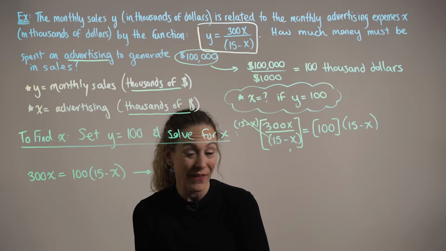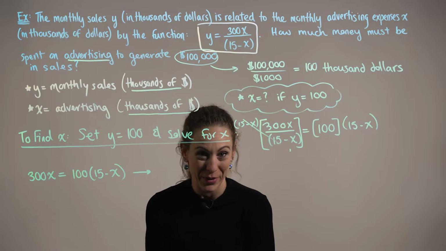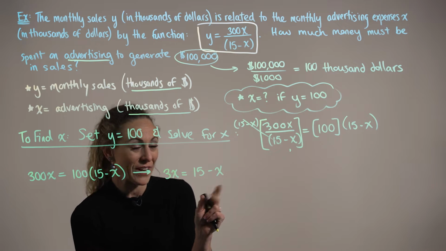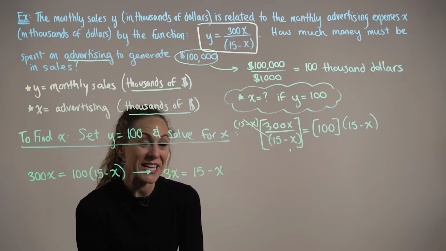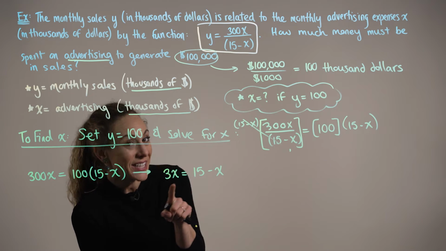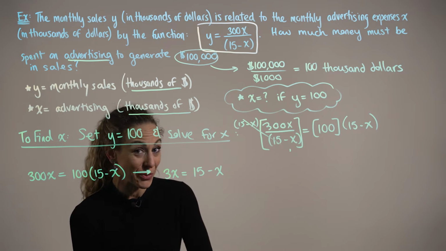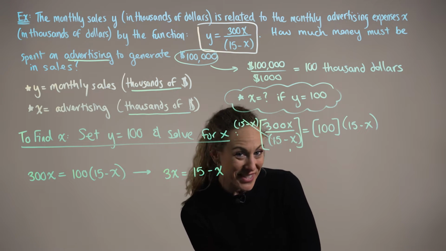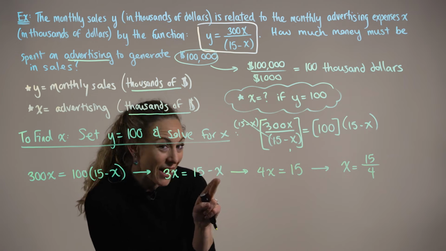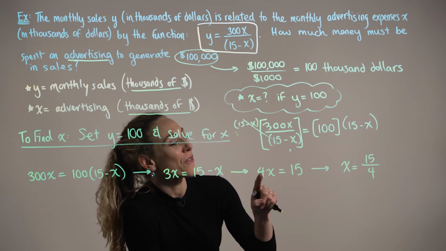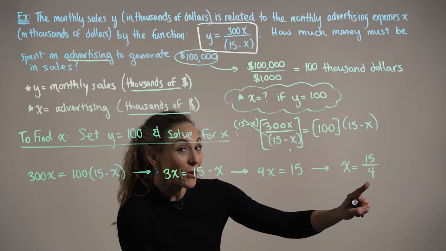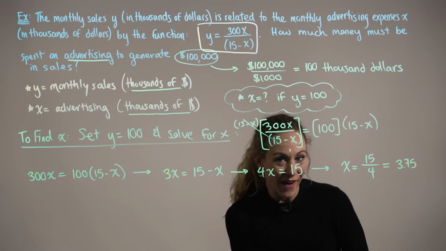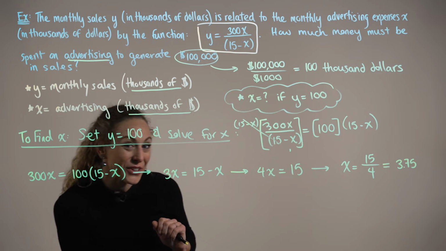And notice we can even simplify a little bit further by dividing both sides by 100. So after dividing both sides by 100, we have the simplified equation, 3x is equal to 15 minus x. So adding 1x to both sides of the equation, and then dividing by the constant, we'll have the total amount of sales. So after adding x to both sides, we have 4x equals 15, and dividing both sides gives us 15 over 4, which is 3.75. So we're ready to make our final conclusions.